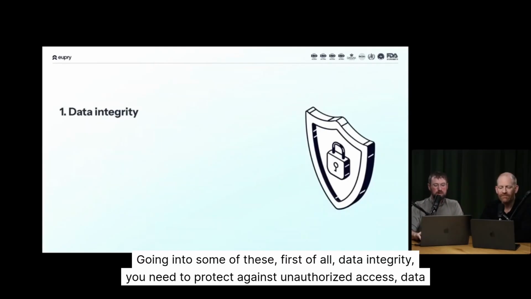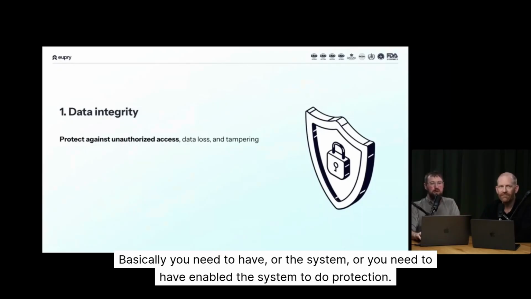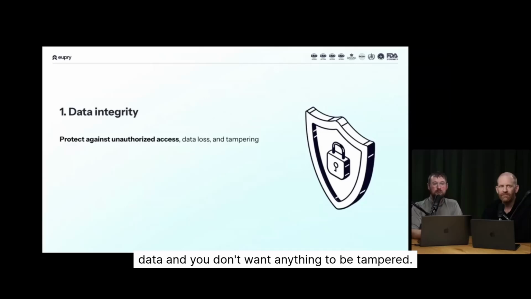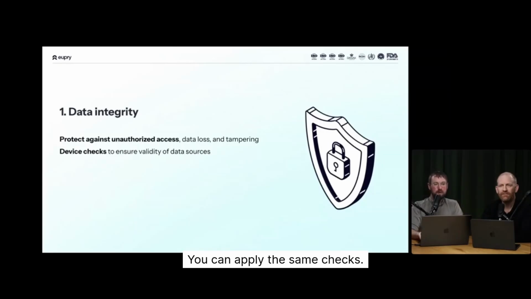So going into some of these, first of all, data integrity. You need to protect against unauthorized access, data loss, and tampering. Basically, you need to have enabled the system to do protection. You don't want people to have access to the system if they are critical assets, you don't want to lose any data, and you don't want anything to be tampered with. So basically, it's the CIA triangle, right? Confidentiality, integrity, and accessibility. You can apply the same checks.